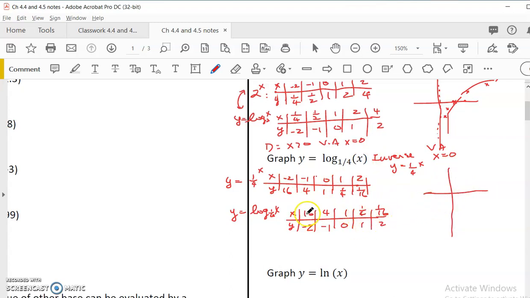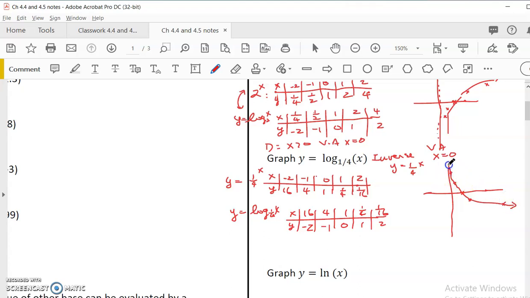So start is 16, negative 2. That means I graph from the right side, right? Or you can graph backward. So I just follow this table. At 16, I go down to negative 2. At 4, I go down to negative 1. And at 1, we stop at 0. At 1/4, we go up to 1, right? And at 1/16, which is really close to 0, it goes to 2. So you can see that the graph looks like this.